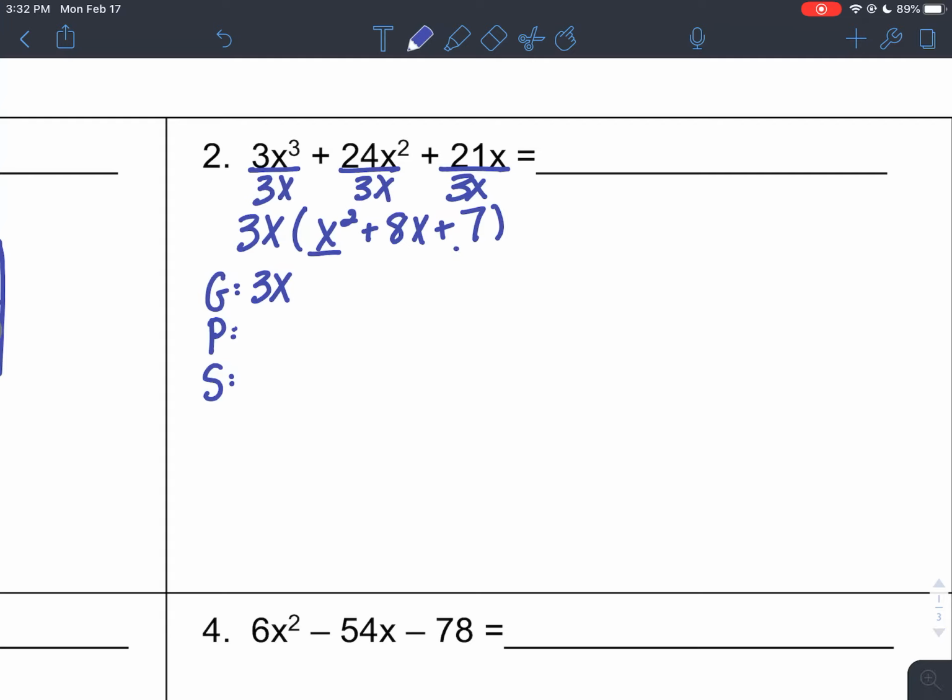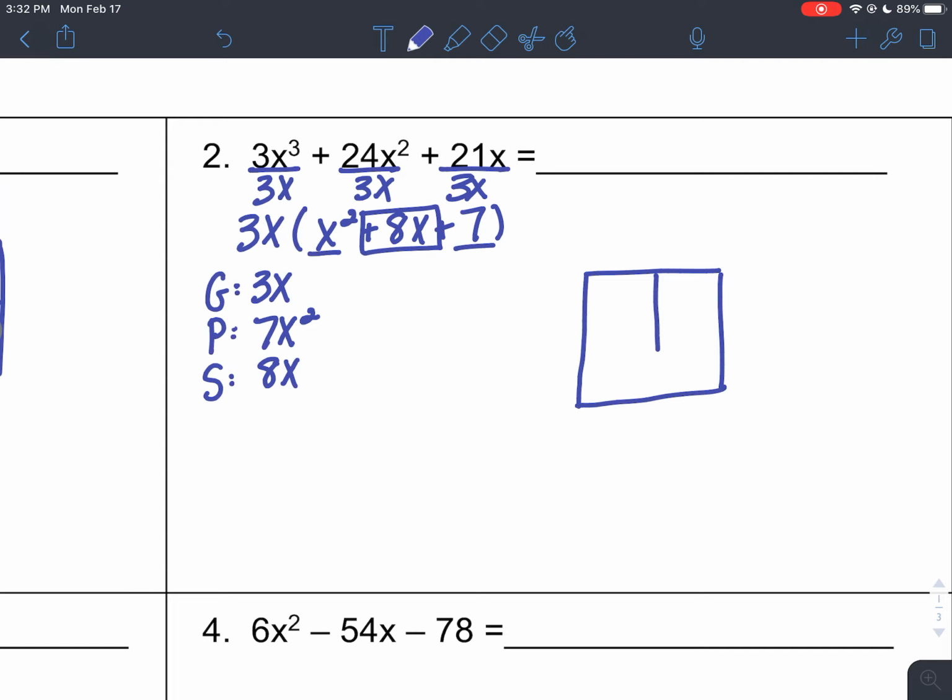Our product is always our first times our last term, 7x squared. Our sum is just our middle term, 8x. So taking a look at my box, I can fill out my first box based off of my expression inside the parentheses. My first term was x squared. My last term was 7. Now writing our sum, that was equal to 8. Our product was equal to 7.